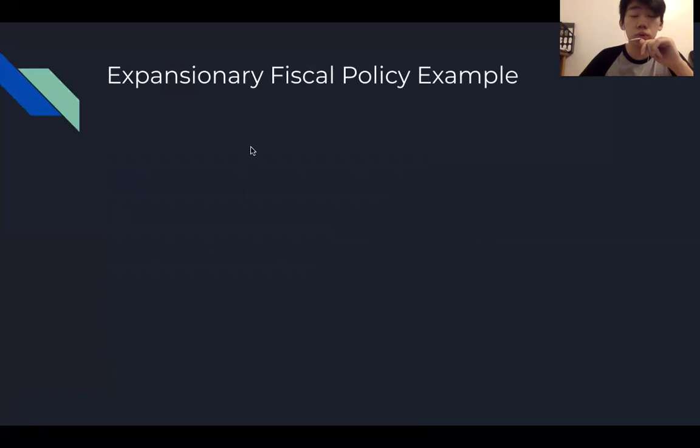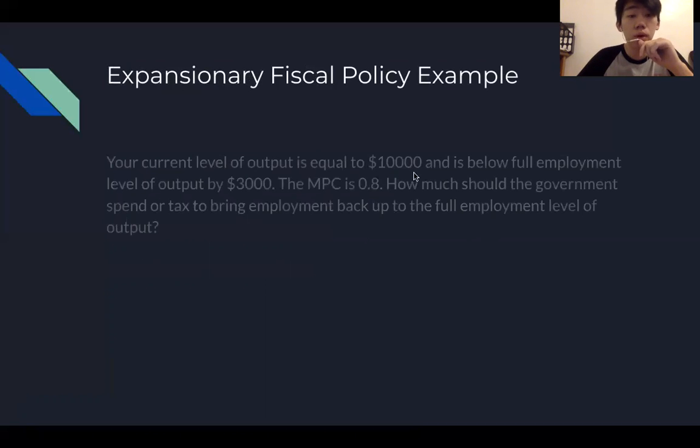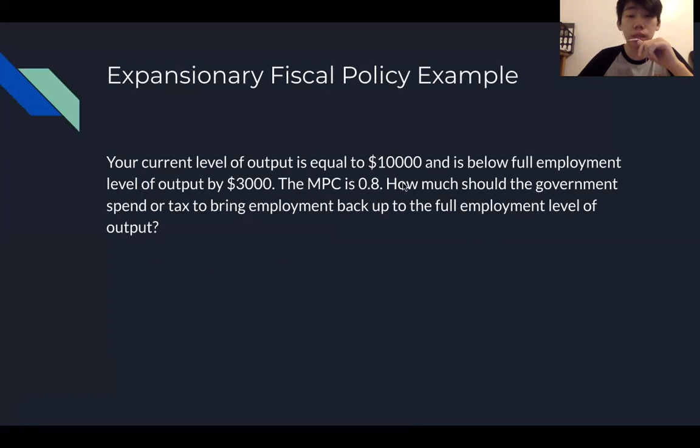So let's do an expansionary fiscal policy example. Your current level of output is $10,000 and is below the full employment level of output by $3,000. The MPC is 0.8. How much should the government spend or tax to bring output back up to the full employment level? First off, our change in Y is positive 3,000 because we're currently below where we want to be by 3,000. So we want to increase by 3,000.